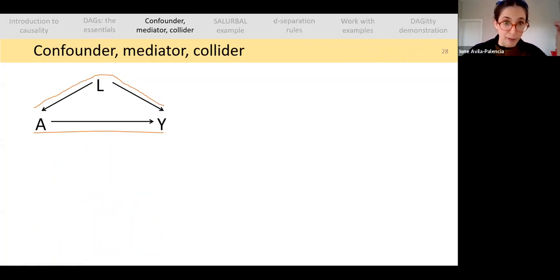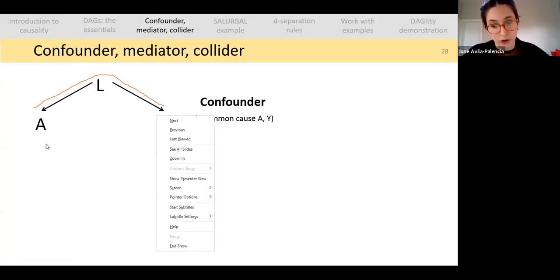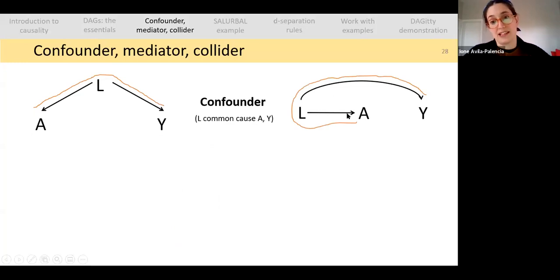So having explained the paths, let's talk about what confounders, mediators, and colliders are. In this first example, if we delete the direct path, so we focus on the path that goes through L, we can say in this case this is a confounder, because L is a common cause of A and Y. And using the other representation that I showed before, you can represent it like this.